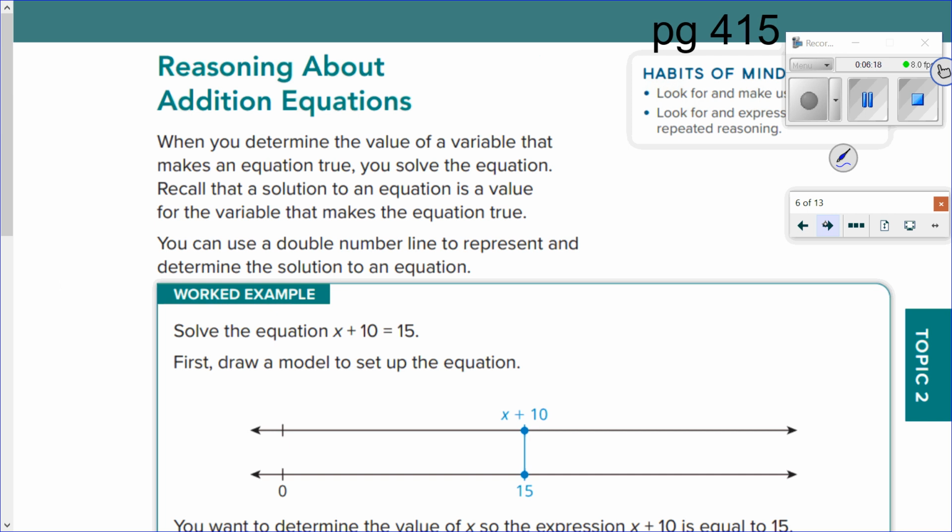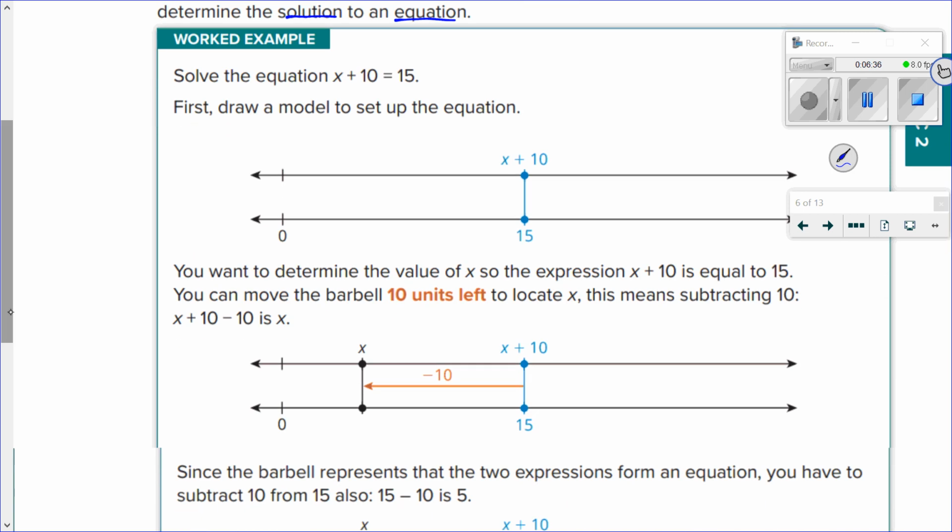When you determine the value of a variable that makes an equation true, you solve the equation. A solution to an equation is a value for the variable that makes the equation true. The double number line can represent and determine the solution to an equation. So if I have a double number line and it doesn't tell me what my variable equals, I can still use that double number line to figure out where I need to go to find the solution.